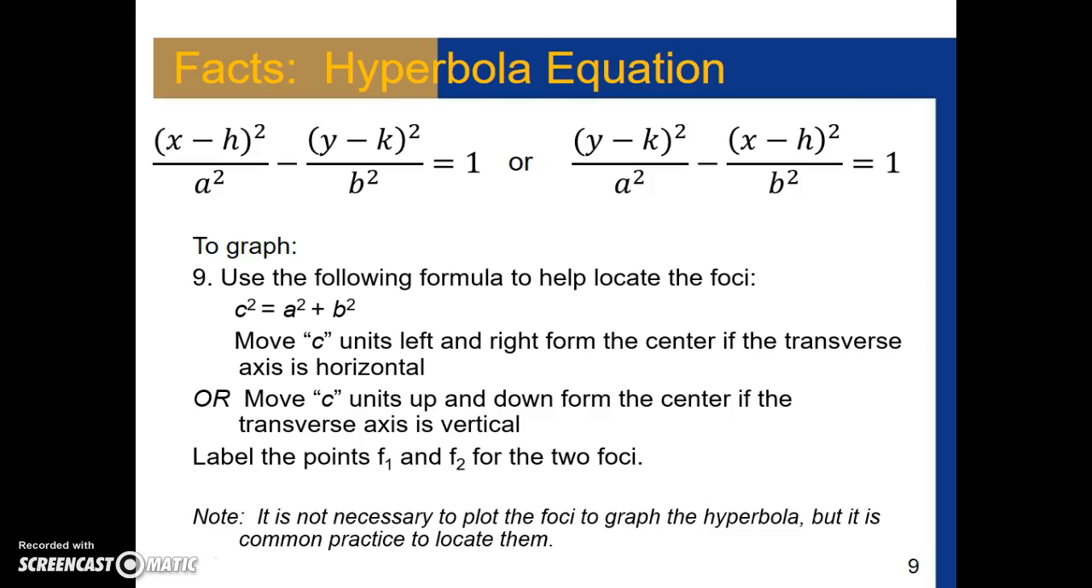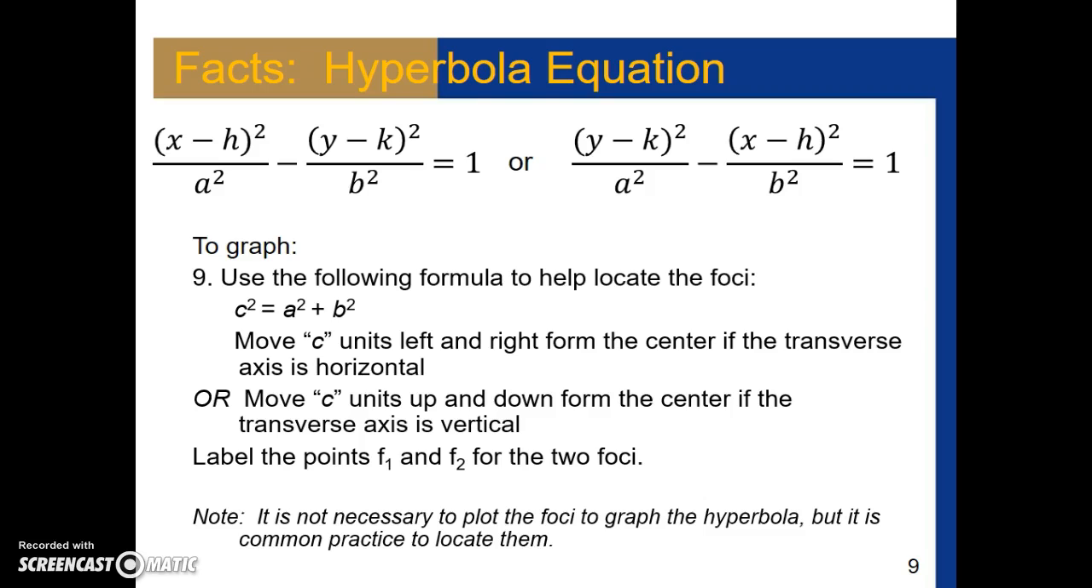We're going to use the formula c squared equals a squared plus b squared to help us locate the foci. So in ellipses, we had to pay attention to the relationship between a and b, because it was either a squared minus b squared or b squared minus a squared, but now we're adding those together.